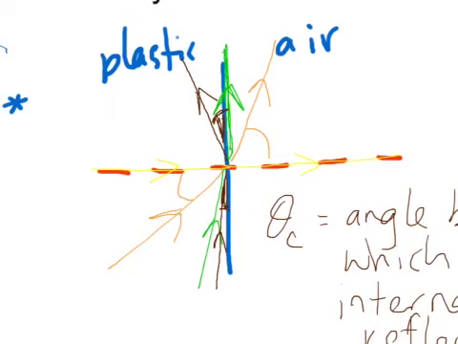So in this case, it's marked by the green one here, and this angle here, remember the angles are all measured from the normal, that is our critical angle. Very important concept. Very important for things like fibre optics, and I'll just grab a picture for that.